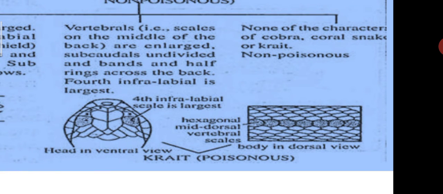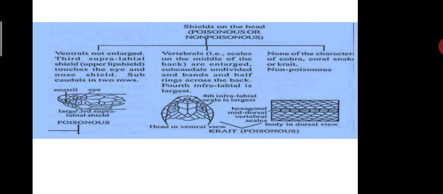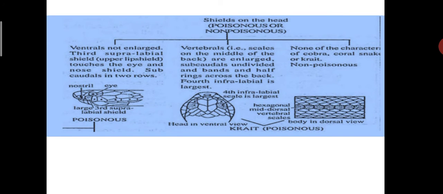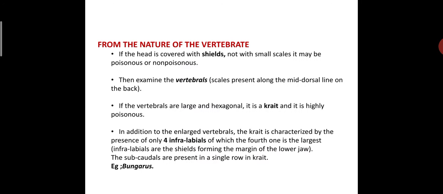So shield, if the shield is there, it may be a shield in the sense like a hexagonal marking seen on the head part, small head. If there is a big marking which is different from the other, that is a shield. A big marking which is different from the other, it is a shield. It will be seen between the nostril and eye. So that is a poisonous snake.